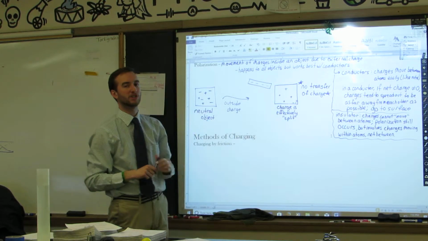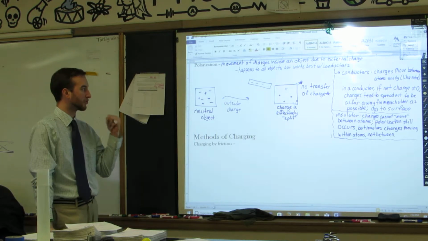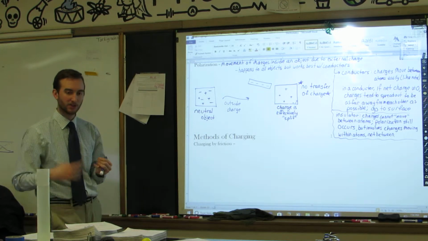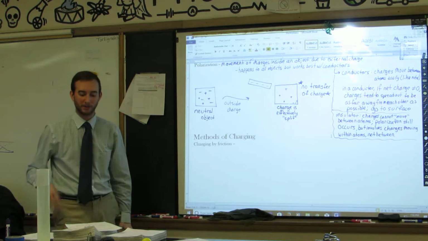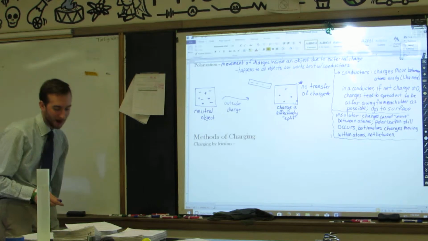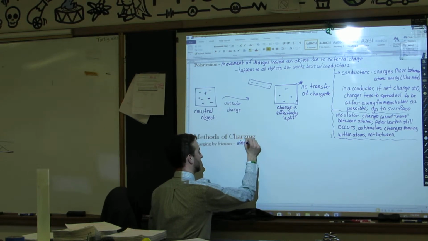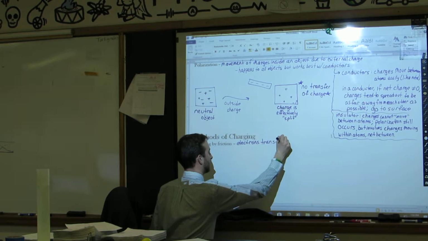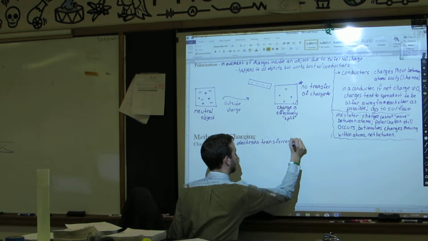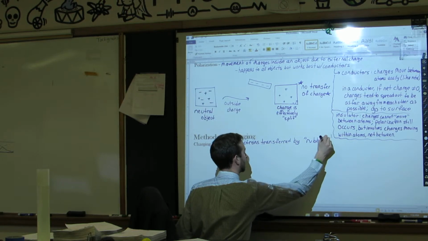And most of the time we're changing the charge of an object, it starts with some sort of polarization. Okay? Something gets polarized. So what I'm going to talk about now is 3 different methods of charging. First one I'm going to do is charging by friction. This is electrons getting transferred by, for lack of a better term, rubbing. 2 objects rubbing against one another.